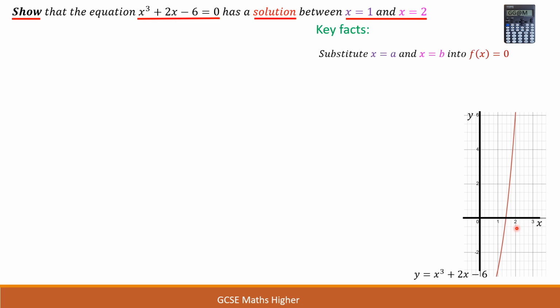So our key facts. You are going to substitute the values of a and b into the function f of x equals 0. If there is a change of sign, okay, then you have got a root. So the root of the solution lies between the values x equals a and x equals b, as we've just looked at. So it's really important that you're looking for this change of sign, and in the exam you must write this last sentence. There is a change of sign, therefore the root or solution lies between the values x is a and x is b, in this case 1 and 2.